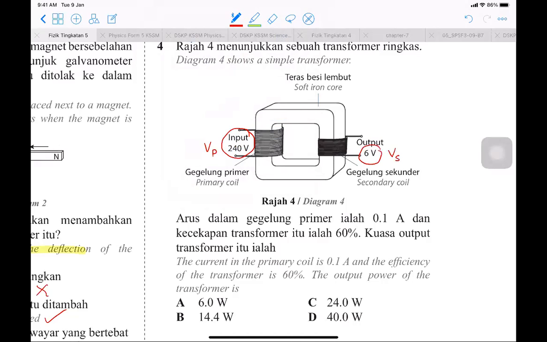And you are also given the current in the primary coil, so this one is IP. Efficiency of the transformer is 60%. So you are required to find the output power of the transformer. Output power. Can you do the calculation? Try and find the answer dulu for this one.